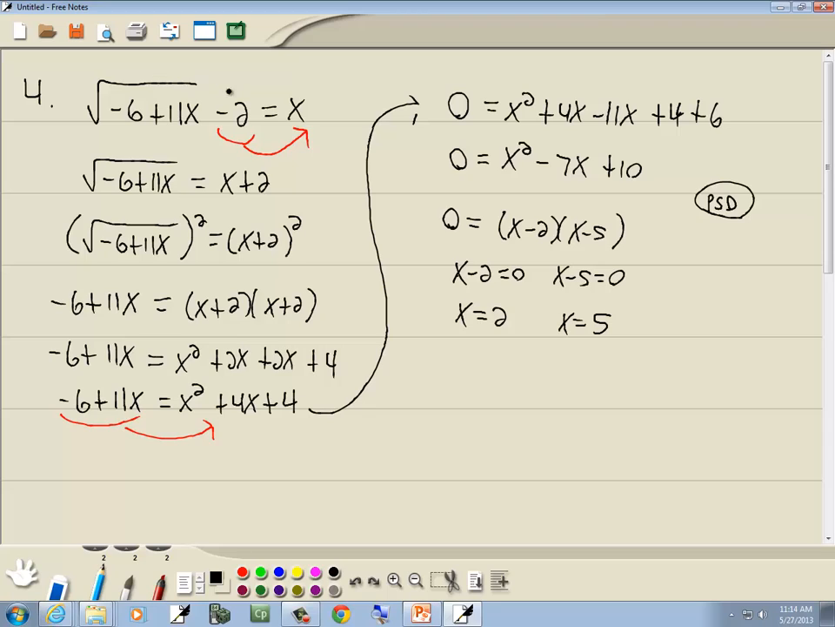Square root of 16 is 4. 4 minus 2 is 2. 2 equals 2, so that checks. I'd go back to bed if I couldn't do basic math.